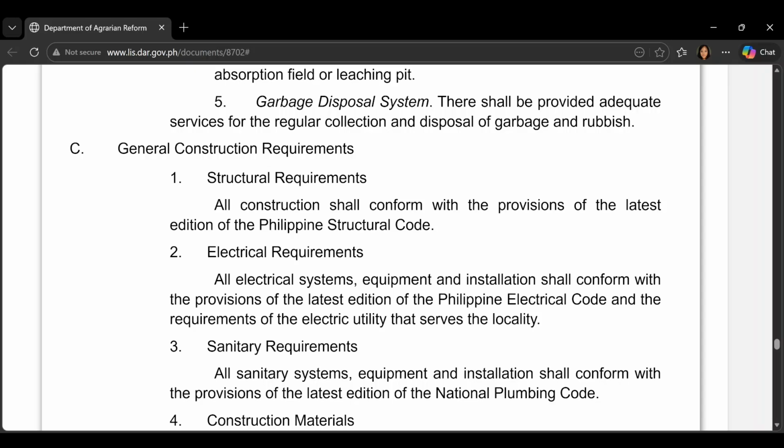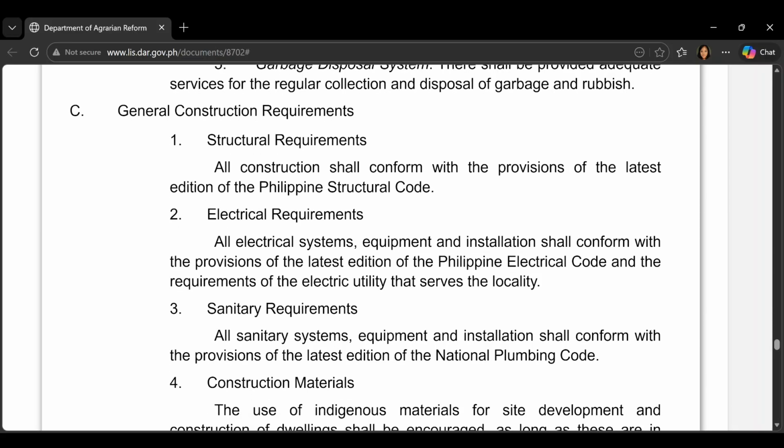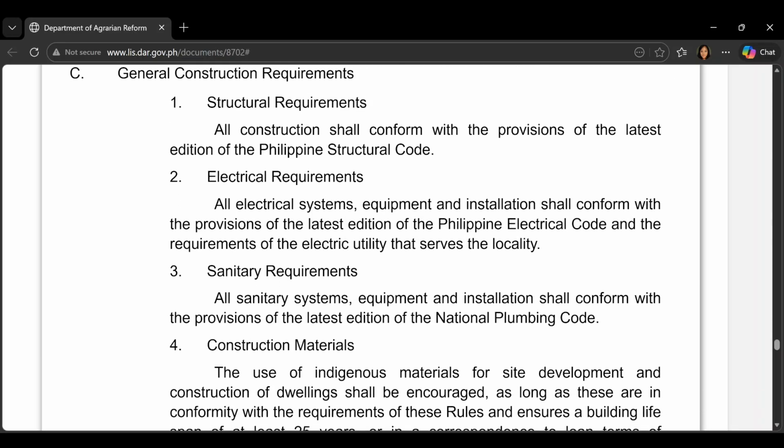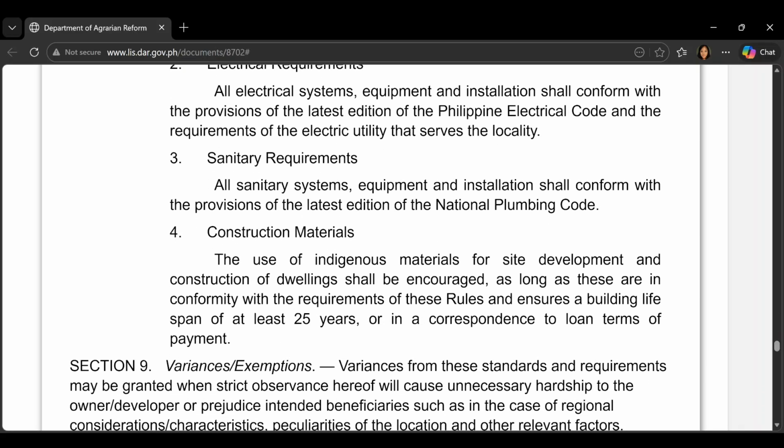C. General construction requirements. 1. Structural requirements. All construction shall conform with the provisions of the latest edition of the Philippine Structural Code. 2. Electrical requirements. All electrical systems, equipment, and installations shall conform with the provisions of the latest edition of the Philippine Electrical Code and the requirements of the electrical utility that serves the locality. 3. Sanitary requirements. All sanitary systems, equipment, and installations shall conform with the provisions of the latest edition of the National Plumbing Code.